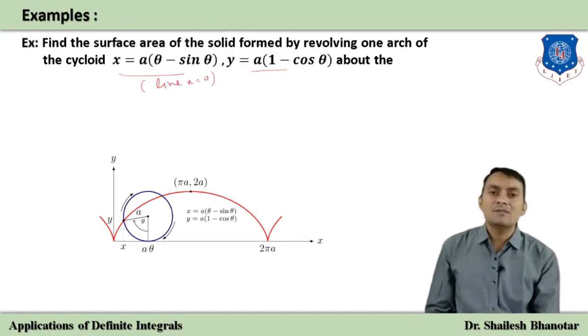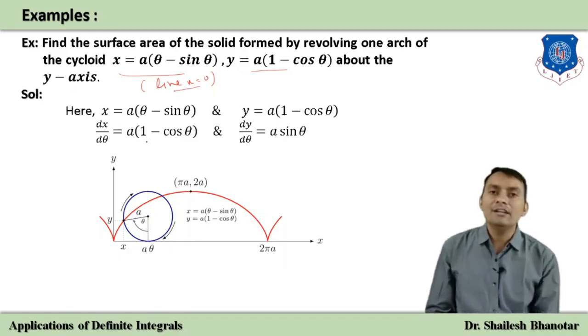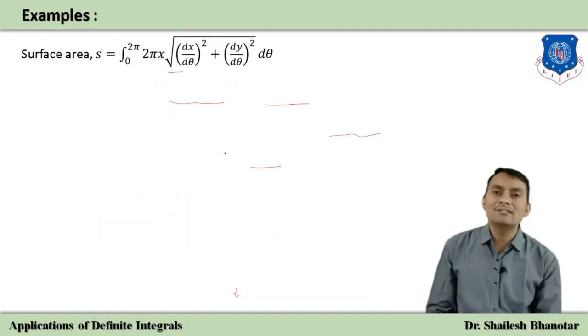So let us understand this question. Find the surface area of the solid formed by the revolution of one arc of the cycloid x equals a into (theta minus sin theta), y equals a into (1 minus cos theta), about the line, that is the y-axis. So we need to find the surface area of the solid when we rotate about the y-axis. We need to find dx by d theta as well as dy by d theta. Theta varies from 0 to 2 pi.